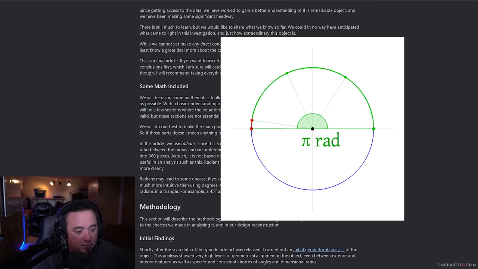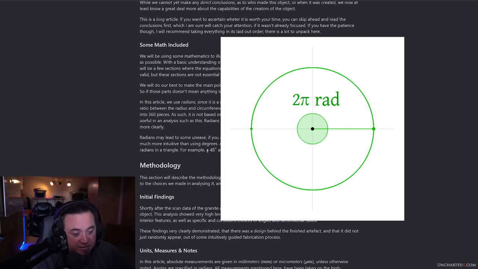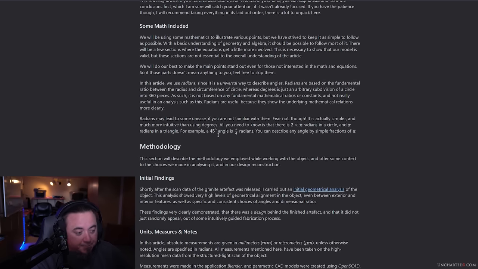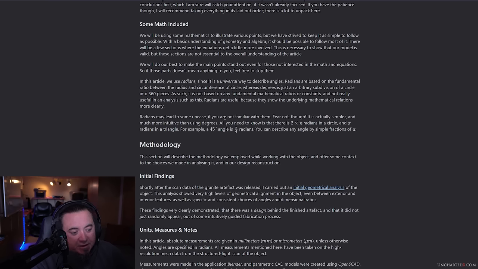So as he says here, radians are based on the fundamental ratio between the radius and circumference of a circle, whereas degrees are just an arbitrary subdivision of a circle into 360 pieces. As such, it is not based on any fundamental mathematical ratios or constants and not really useful in any analysis such as this. Radians are useful because they show the underlying mathematical relations more clearly. Radians may lead to some unease if you're not familiar with them. Fear not, though. It's actually simpler and much more intuitive than using degrees. All you need to know is that there are 2 pi radians in a circle and pi radians in a triangle. For example, a 45-degree angle is pi over 4 radians. You can describe any angle by simple fractions of pi.